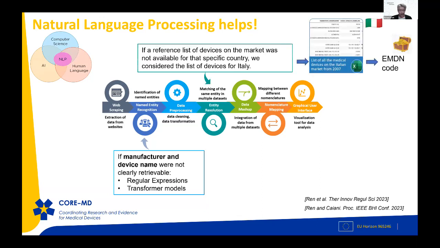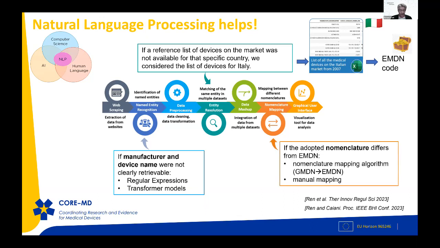Then, entity resolution was used to identify and match data records that refer to the same medical device across multiple data sources. And we also used as a reference a publicly available list of devices in the Italian market with the Italian classification system available so that the EMDN code could then be retrieved for the medical devices in each matched record. Finally, some nomenclature mapping strategies were applied, and a graphical user interface was provided for data search and analysis.